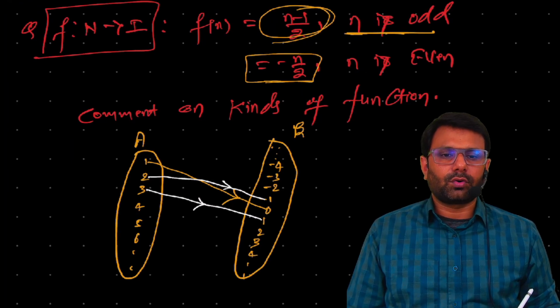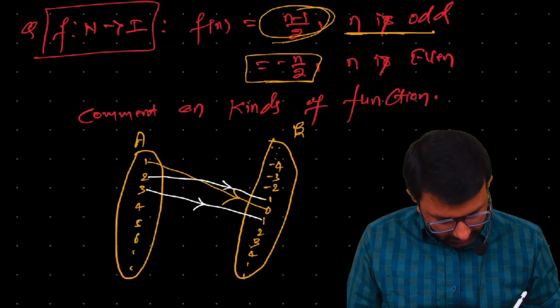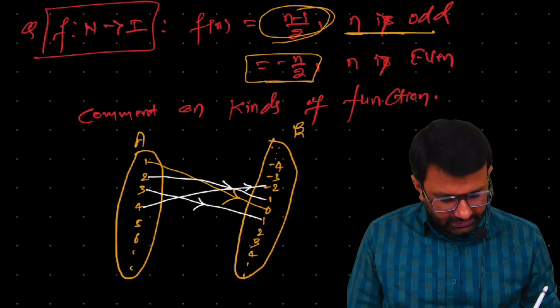I am taking 4. So minus n by 2. So minus 4 by 2, so minus 2. So 4 will connect to this minus 2.